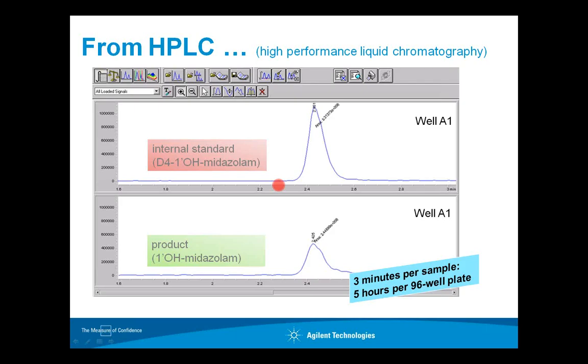Now what I want to show you is how we feel that RapidFire has really evolved working on the mass spectrometer. So this is an HPLC run. Here we're looking at a 3-minute run. Here's the peak of your sample of interest, which in here is the internal standard. And then here is hydroxymidazolam, which is the product that we're looking for in this reaction. And here you see a runtime of about 3 minutes per well. So if we were going to go through an entire 96-well plate, it would take us approximately 5 hours.